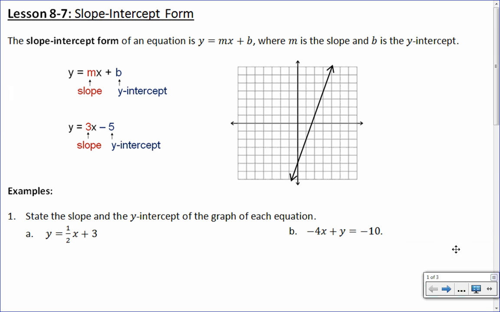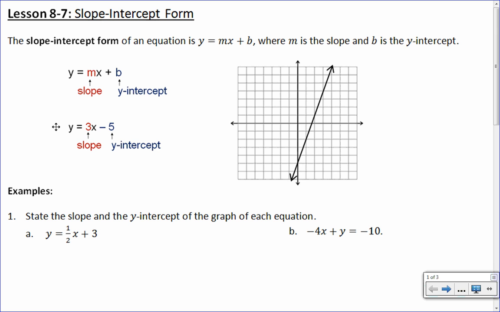This is lesson 8-7, slope-intercept form. The slope-intercept form of an equation is y equals mx plus b, where m is the slope and b is the y-intercept. So this is just a specific form of the equation of a line. And we see that in this form, m is the slope, b is the y-intercept.